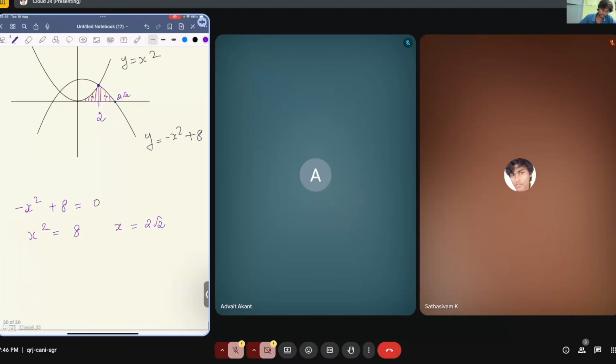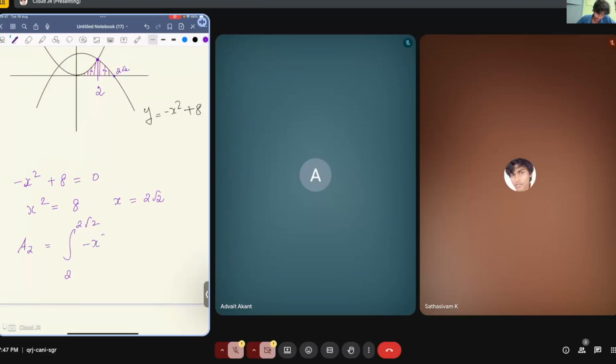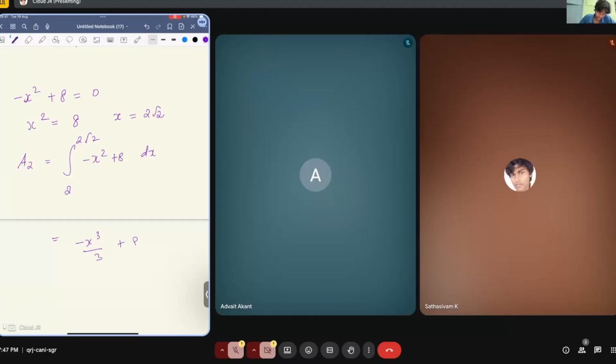So now you find the area of that. A2 is nothing but the integral from 2 to 2 root 2. I think that is right, right? If you take the square, I will get 4. Minus x square plus 8 dx. This is nothing but minus x cube by 3 plus 8x, and I need to evaluate it from 2 to 2 root 2.